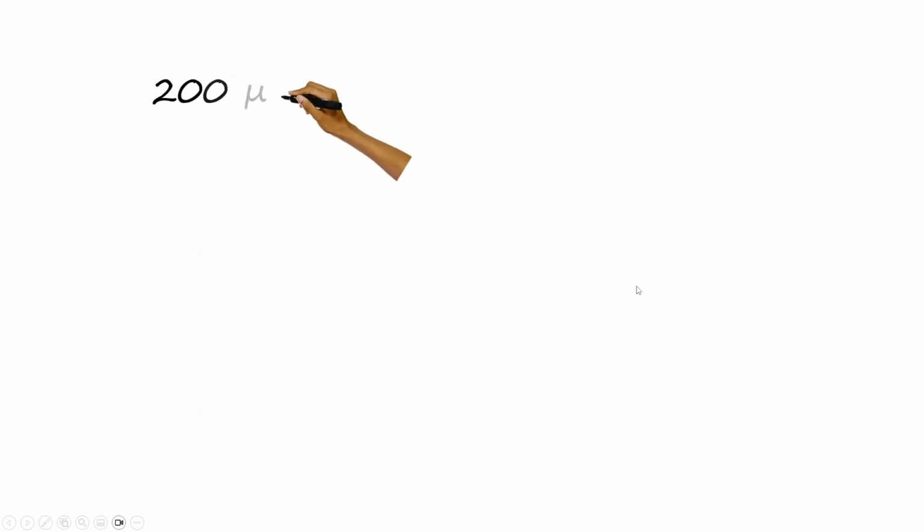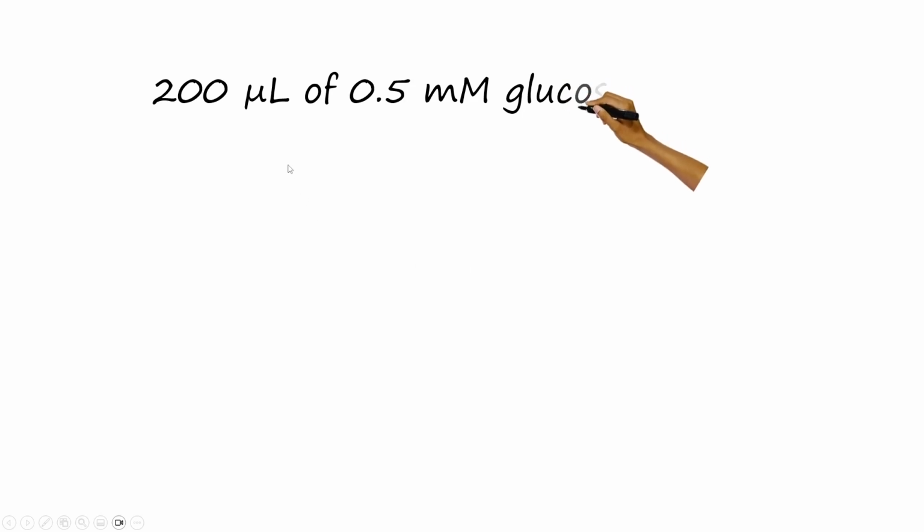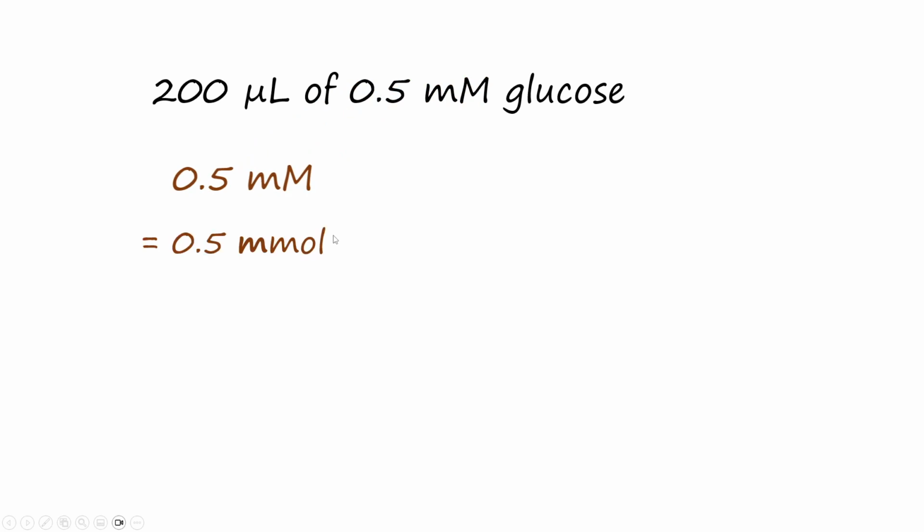So here's the problem that we're going to cover in this session. 200 microliters of 0.5 millimolar glucose. How many moles of glucose are in that? Well, we're going to start by thinking about what this 0.5 millimolar means. So let's deconstruct this 0.5 millimolar. Let's express it in plain English.